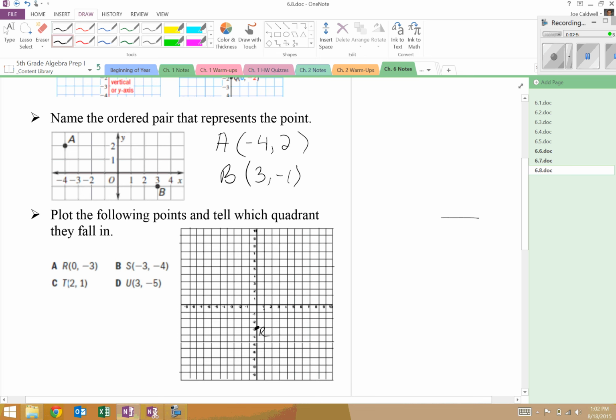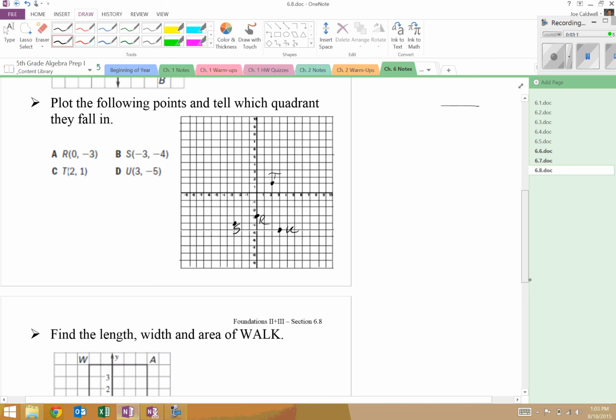They just do that to make them easy to find. So T, we're going to go over 2, up 1. That's T. And U, we're going to go over 3, down negative 5, and that's going to be U. Okay, so we use this as a road map, as a guide. How far left or right, how far down to go.